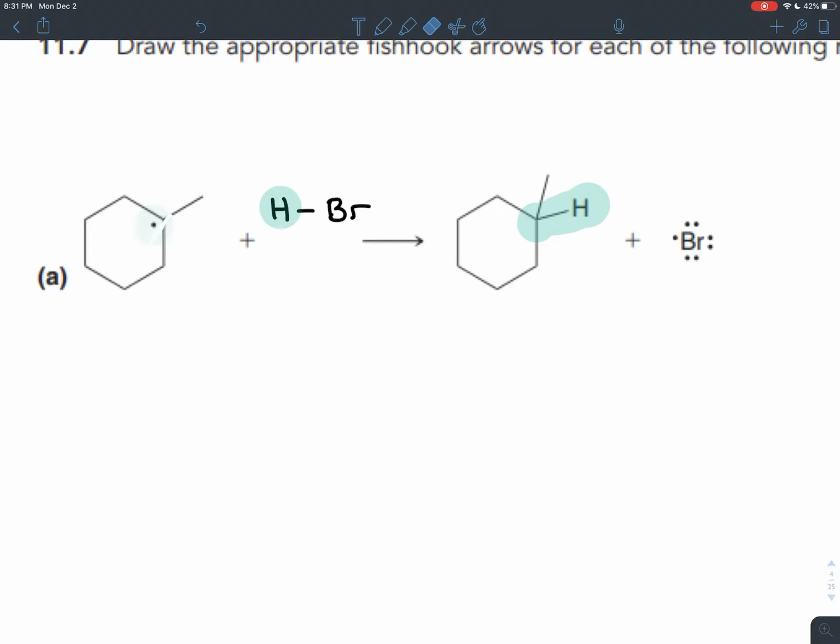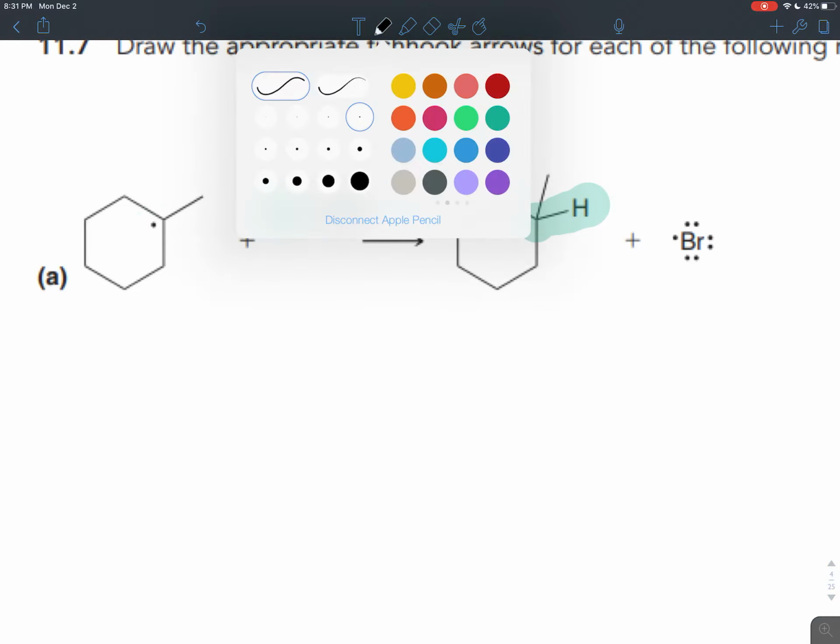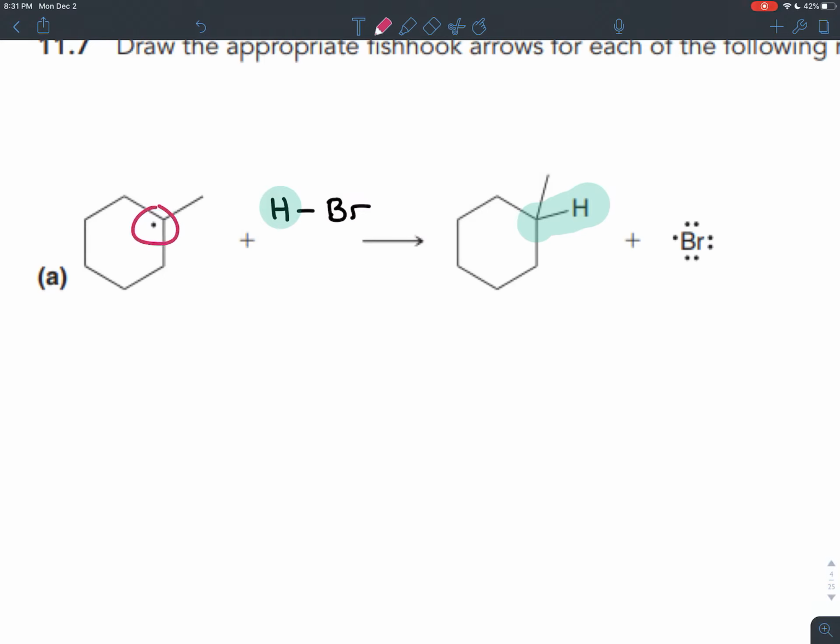Now when you show a radical moving, you're going to use those fishhook arrows. There's only one electron here. So we're going to draw a fishhook arrow, and the arrow will not point at this atom. Whenever you form a new bond with radicals, the fishhook arrow points to the space between the atoms, the space where the new bond is forming. So notice I have this fishhook arrow pointing to the space where the new bond will be forming. So that's one electron, but in a bond you need two electrons.